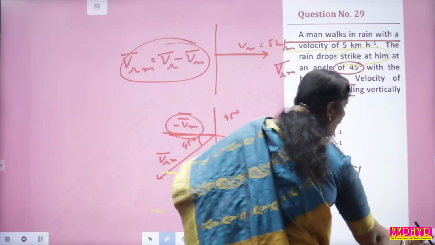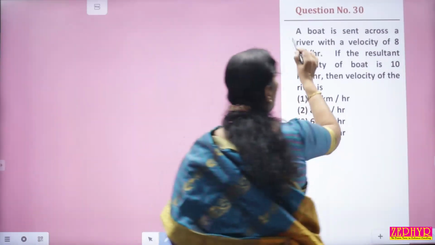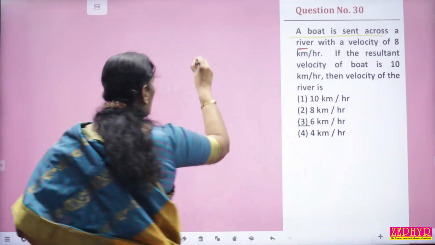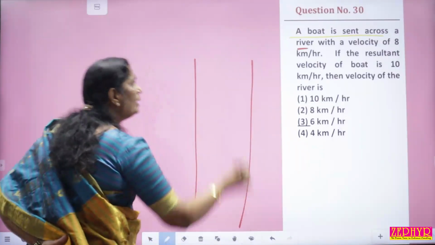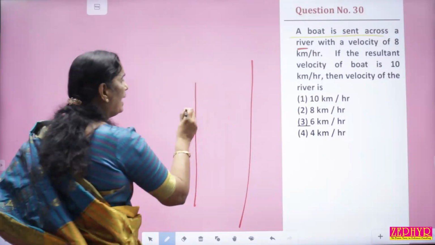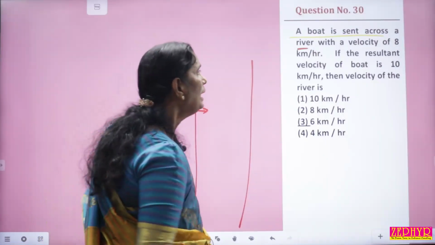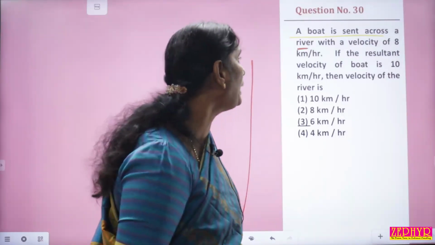Okay. Last one. Read it. A boat is sent across the river. So think that this is our river, and the boat is sent across the river. A boat is sent. So let me put the direction of the boat here. And the resultant velocity of the boat is given.